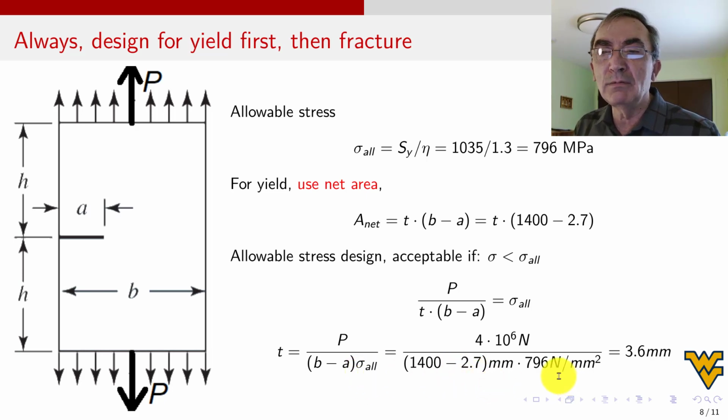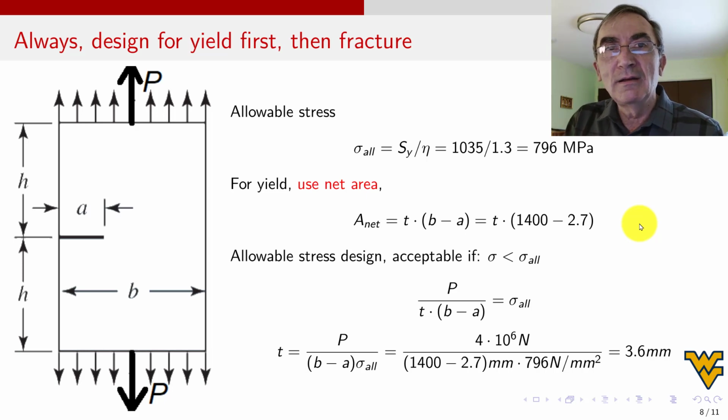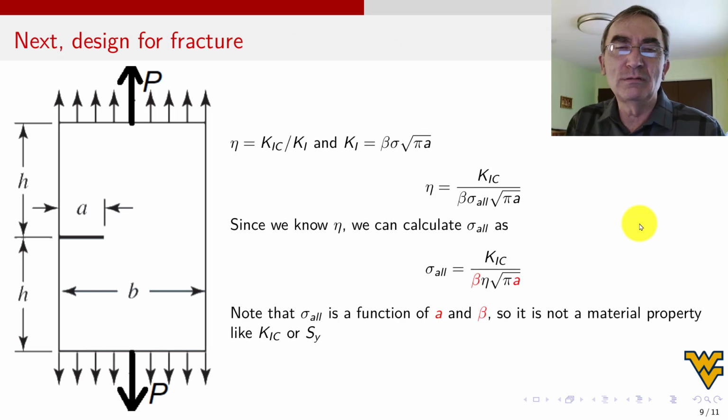Multiply by the sigma allowable, which I already calculated, 796. And this is the load that is given. I put this in, and it says the plate has to be 3.6 millimeters. Otherwise, it's going to yield. All right? So that will be the design accounting for yield. But this is a crack, and so this design is not good. We have to do more than this. So we go to the next page. Now we design for fracture.